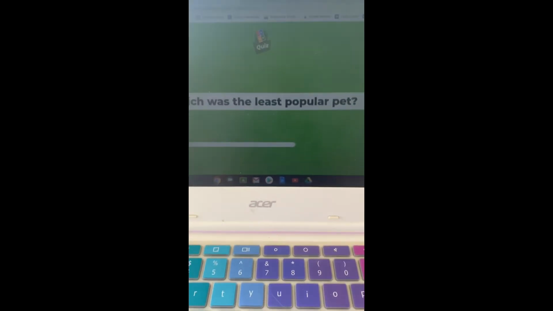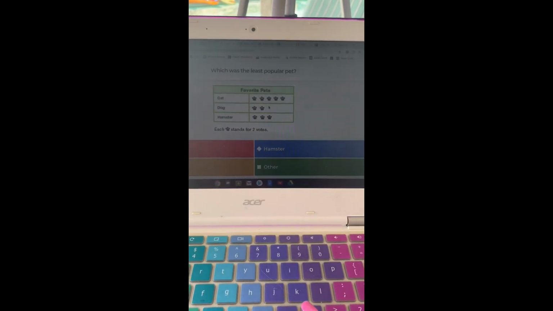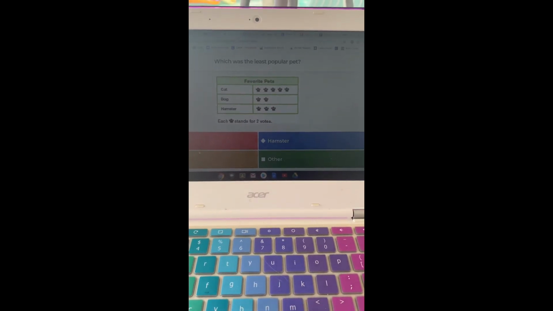Which is the least popular pet, meaning which one has the least votes. It's going to be the dog. It has the least amount of paws, least amount of votes.